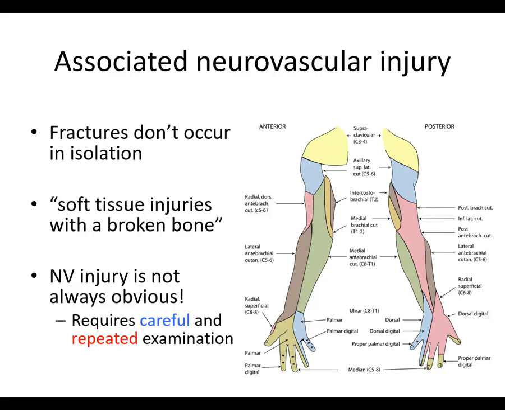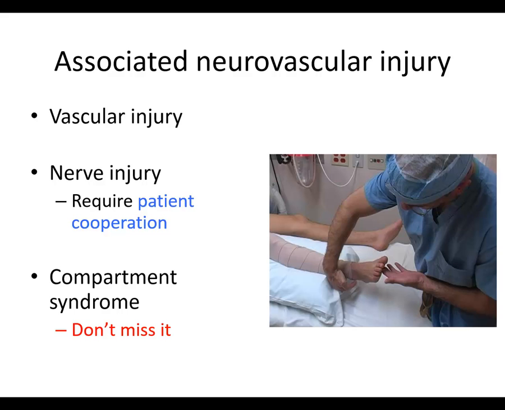So it requires careful and repeated examination because these things can change over time. Someone may have a pulse when they come in and now they don't have a pulse, or someone's radial nerve was working, or their sciatic nerve was working, and now it's not working.